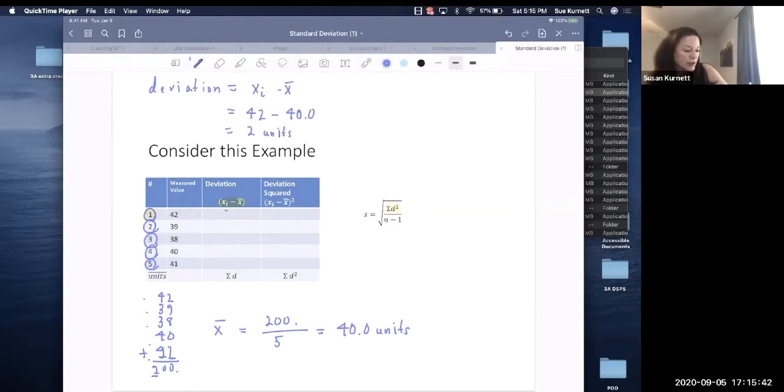So this is 2 more than the average. This is 1 less than the average. This is 2 less than the average. This is the average, and that's 1 more than the average. If I added all my deviations together, they should equal 0. Why? Because an average is the middle of everything.